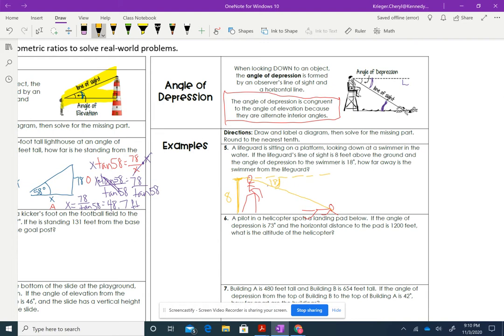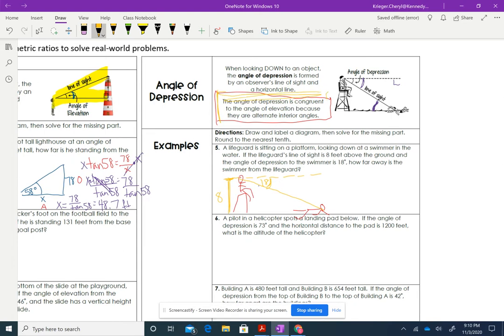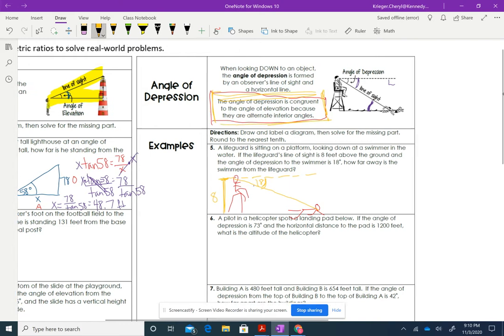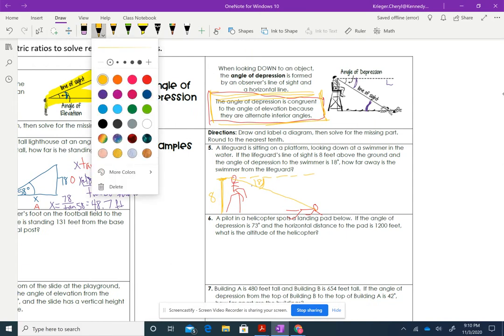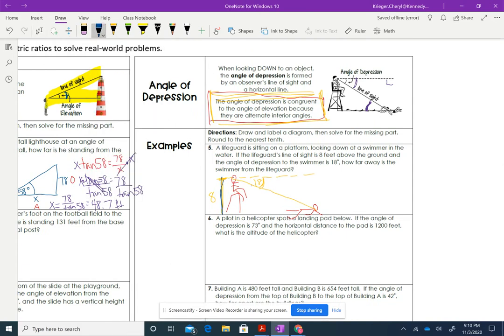All right, so again, we're coming back to the most important part. The angle of depression is congruent to the angle of elevation. Right, so I'm going to remake this triangle. I'll use a different color, something darker. So here's my 8. Okay, here's my hypotenuse and the horizontal distance that we're trying to find. Okay, and if the angle of depression is 18, the angle of elevation, if it was from the swimmer looking up to the lifeguard, is also 18.